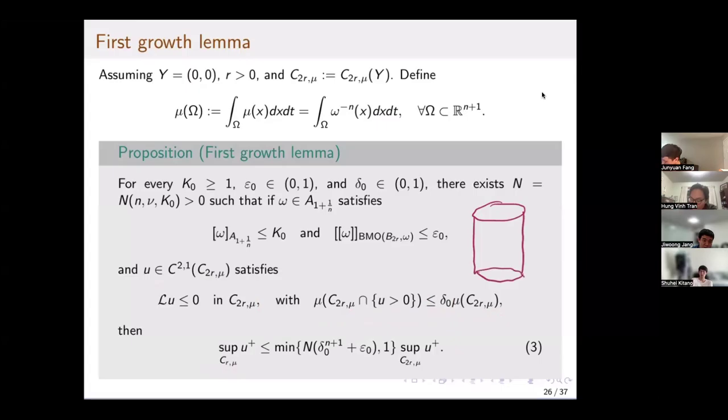This is the C2R mu, right? And also I try to draw an interior cylinder like this guy. This one is the CR mu. Okay, so we know this is a sub-solution. So the strong maximum principle tells us the maximum of this U has to be achieved on the parabolic boundary instead of the interior.